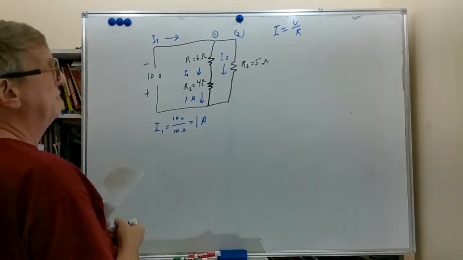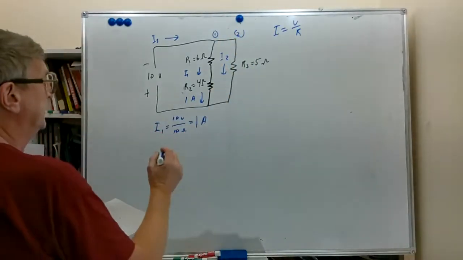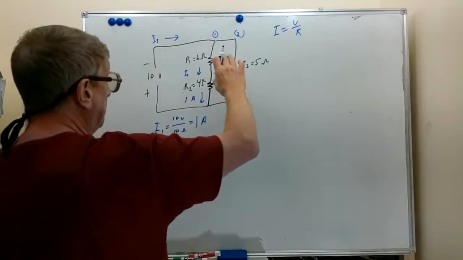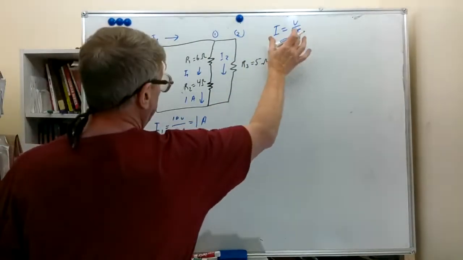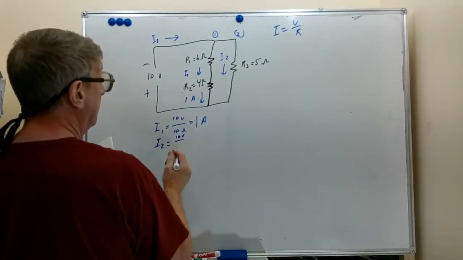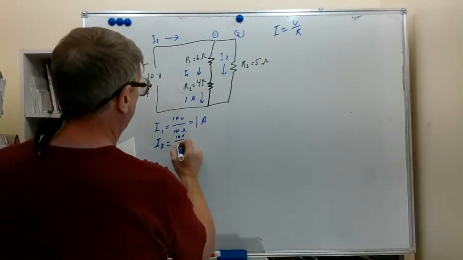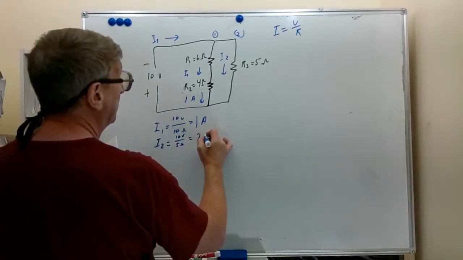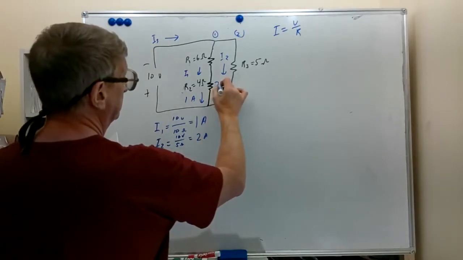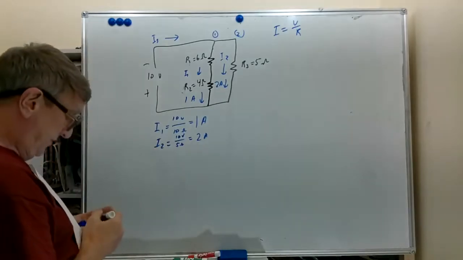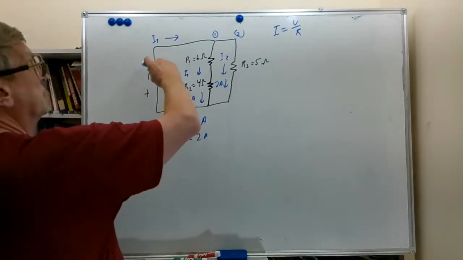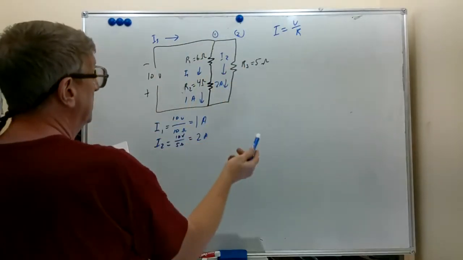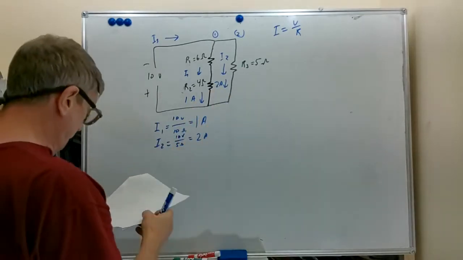Now let's take a look at I2 through branch 2. I2 is going to be the same 10 volts supplied, and we're using this formula right here, volts over resistance. Some may say volts over ohm. We have 5 ohms. And what do we get there? 10 divided by 5, we have 2 amps. So this guy here is 2 amps. So we have branch 1, current 1 amp, which was our 10 volts divided by 10 ohms. Branch 2, current 2 amps, which is our 10 volts divided by our 5 ohms.